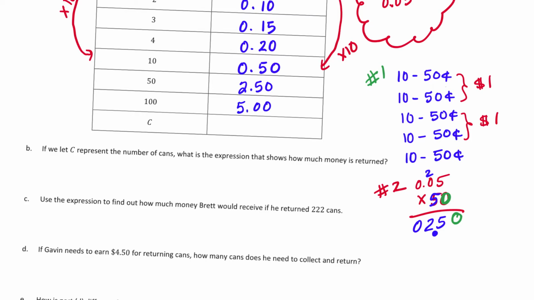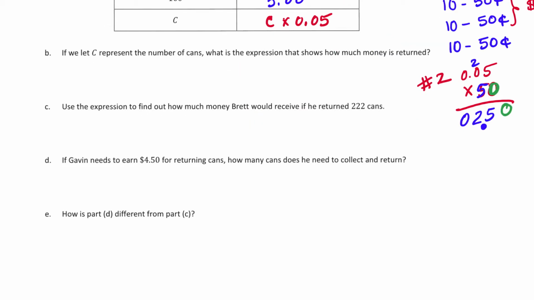So if you notice, we were multiplying whatever number of bottles that you had times 5 cents, right? So whatever number of bottles times 5 cents is gonna give you your expression. And that is going to help you answer the other questions. So let's look at the question B. If we let C represent the number of cans, what is the expression that shows how much money is returned? And we already have the expression right here.